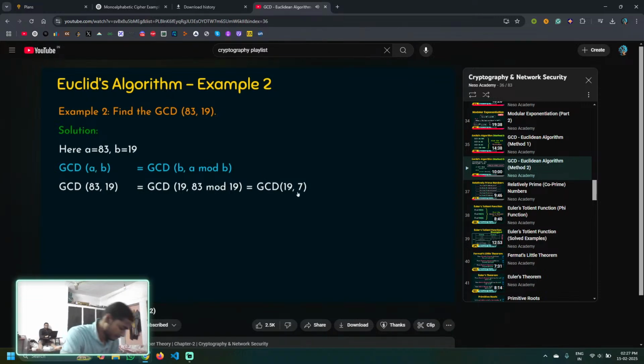Are we going to stop this? No, the second parameter is not 0. That is, b is not 0. So we are going to recursively apply this formula till this part becomes 0. So here a is equal to 19 and b is equal to 7. So we are going to compute GCD of 19 comma 7, which gives GCD of b comma a mod b. So b means 7, 19 mod 7. When we simplify this, we get GCD of 7 comma 5.